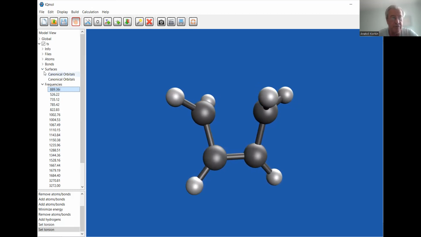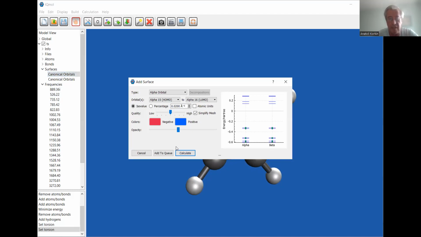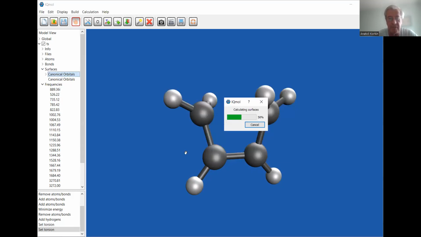So just for curiosity, let's look at how the highest occupied and lowest unoccupied orbitals look. So let's go and calculate them.